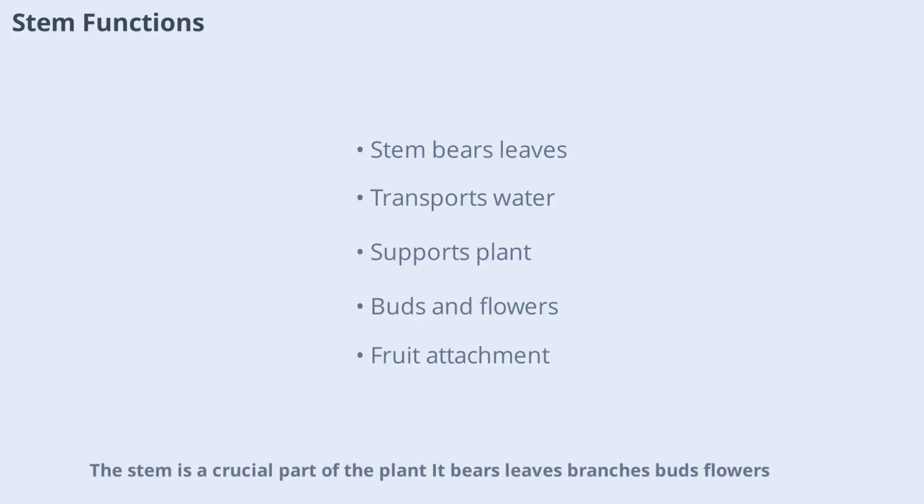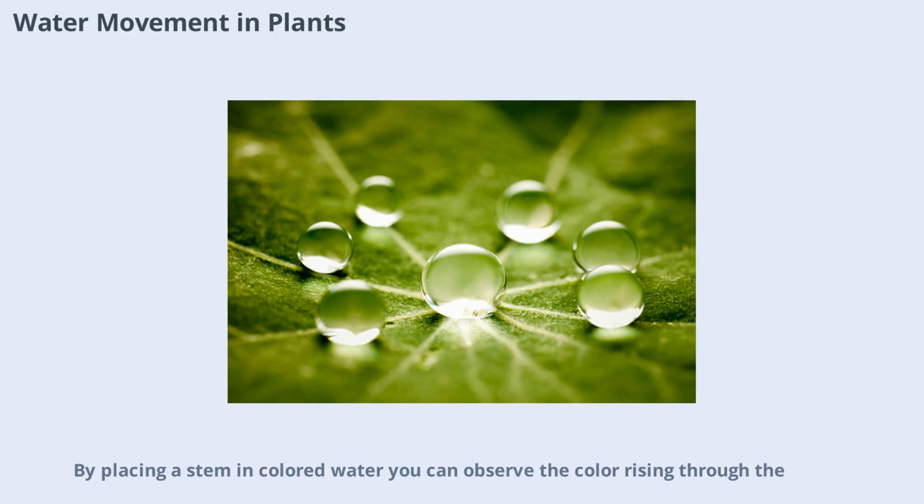The stem is a crucial part of the plant. It bears leaves, branches, buds, flowers, and fruits. One important function of the stem is to transport water and minerals from the roots to the leaves and other parts. Through simple experiments, we can observe how colored water moves up the stem, demonstrating its role in supporting the plant's life processes. By placing a stem in colored water, you can observe the color rising through the stem and eventually appearing in the veins of leaves. This demonstrates how water and minerals travel from roots through the stem to nourish leaves and other parts. The stem acts as a highway, ensuring all parts of the plant receive what they need.